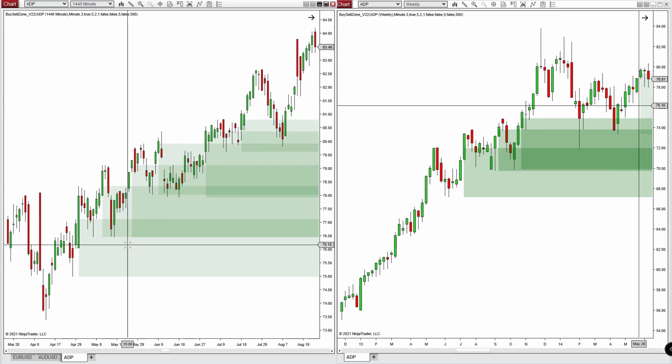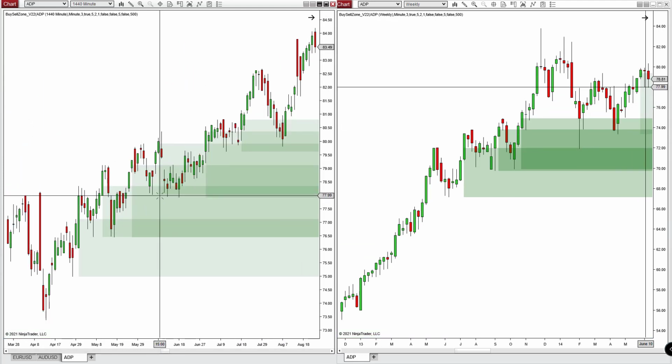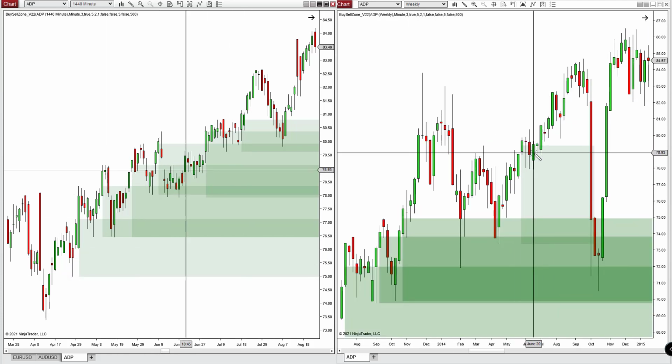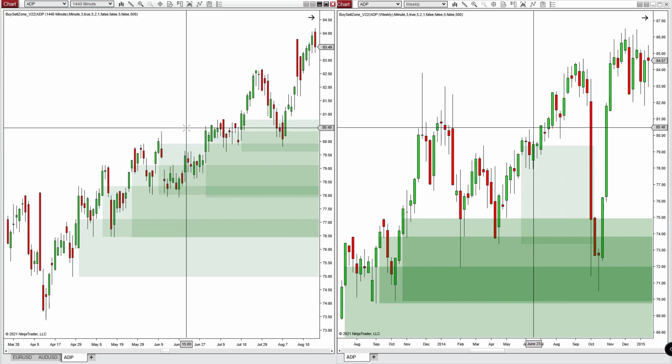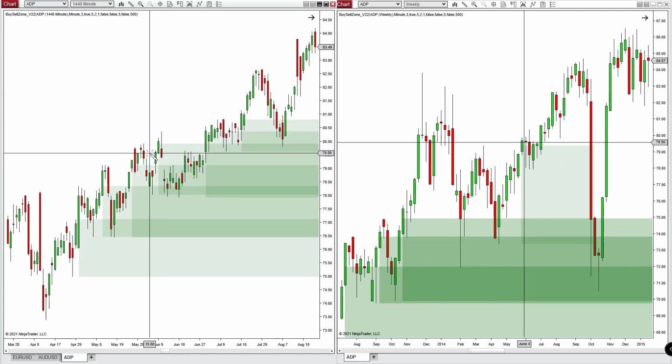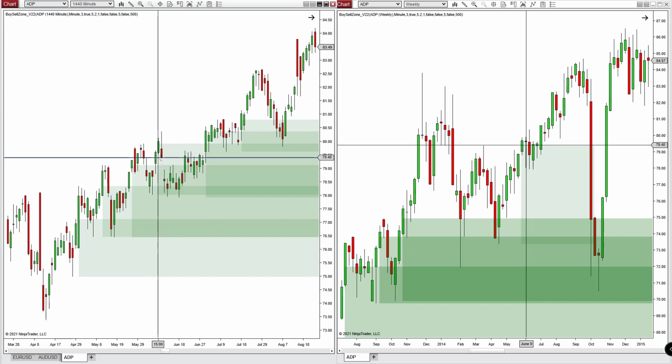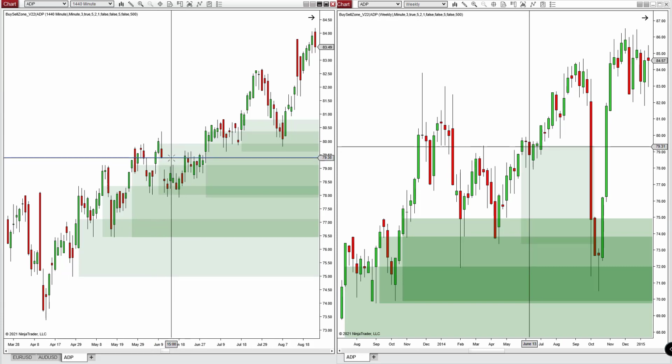Let's see if we get... Okay, perfect. Here we go. All right. So here's a zone. Let's draw them in. So we're going to draw in the high of that zone, which is right there, I think. Pretty close.